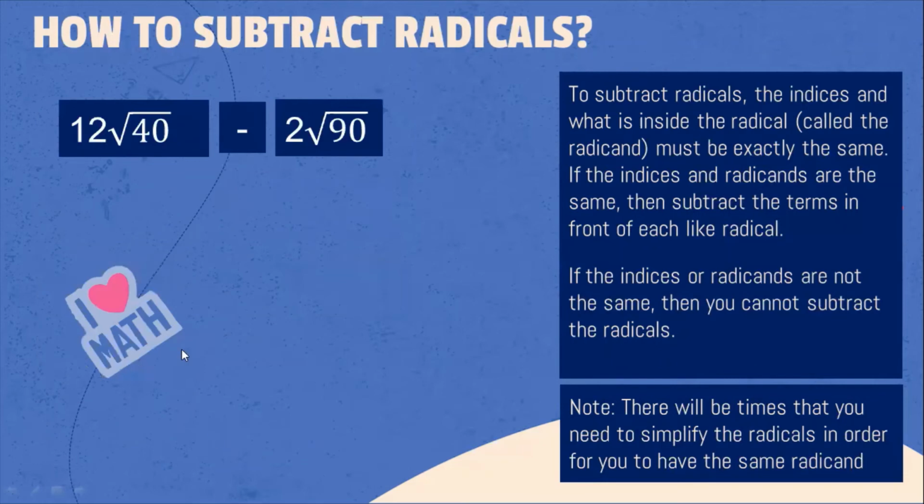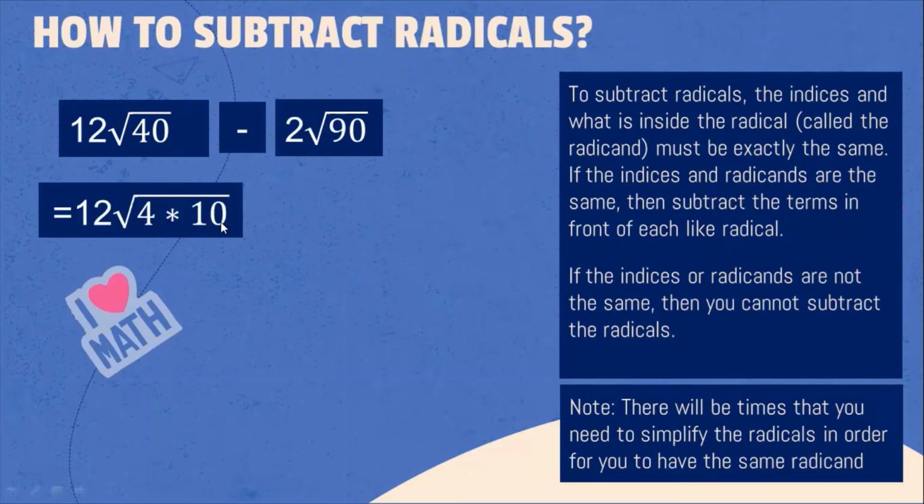Another example. 12 the square root of 40 minus 2 the square root of 90. We have the same indices, but we don't have the same radicands. But I think we can factor out 40 and 90. And always remember, one of the factors must be a perfect square. What are the factors of 40? We have 4 times 10. And 4 is a perfect square. So we can simplify the square root of 4. For 90, we have 9 times 10. That's 90. And 9 is a perfect square. And we can find the square root of 9.